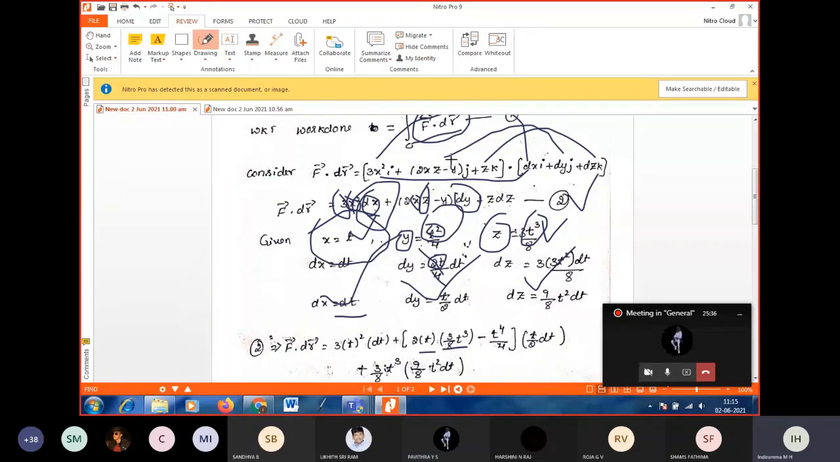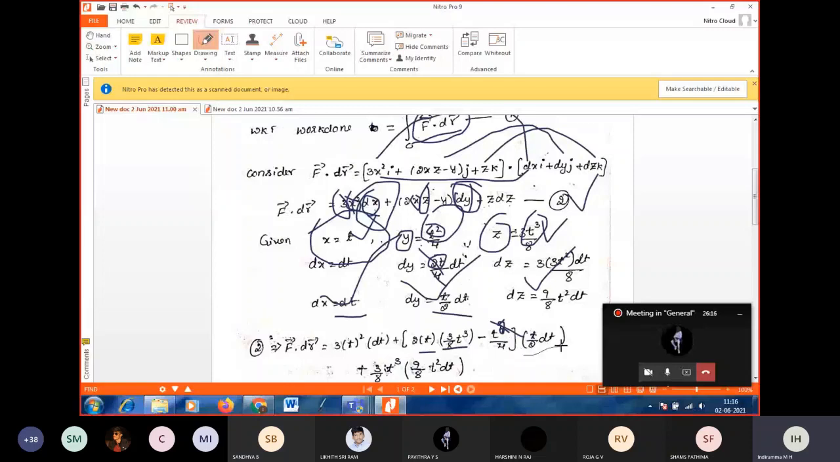Next, minus y. What is the y value? t square by 4. Change here: I have written t power 4, it is not t power 4. You change this as t square. y is t square by 4. So what is dy? dy is t by 2 dt. Substitute here.